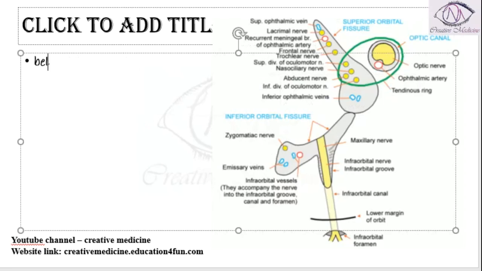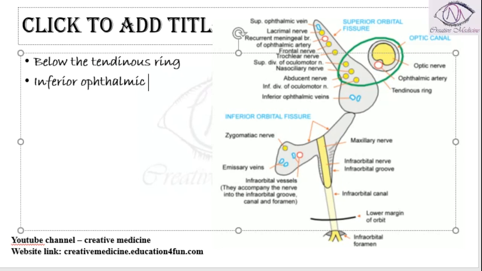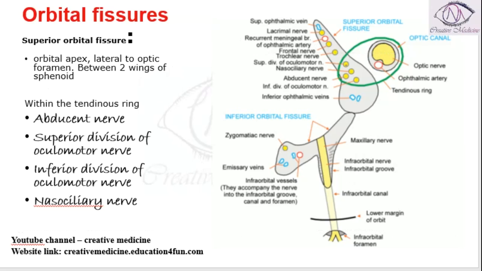Now, if you see below the tendinous ring, we have only one group, that is the inferior ophthalmic veins, which are present below the tendinous ring. So these are the contents of the superior orbital fissure.